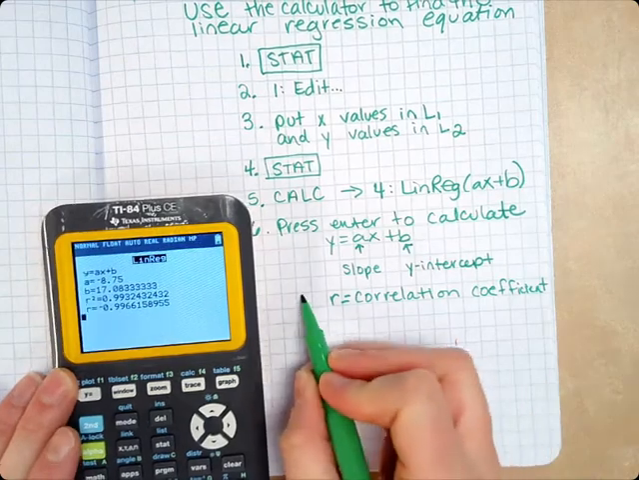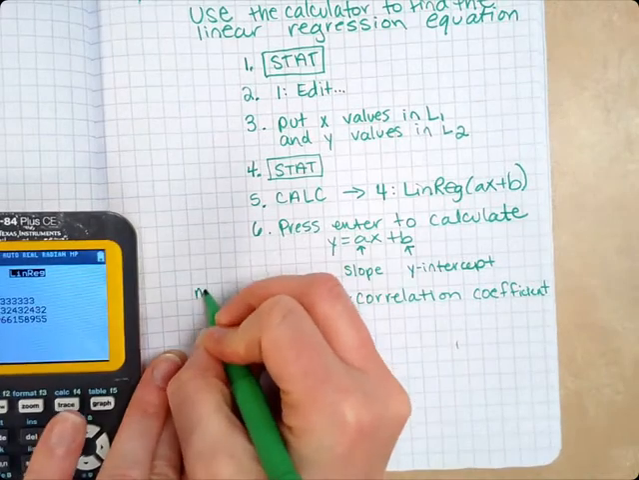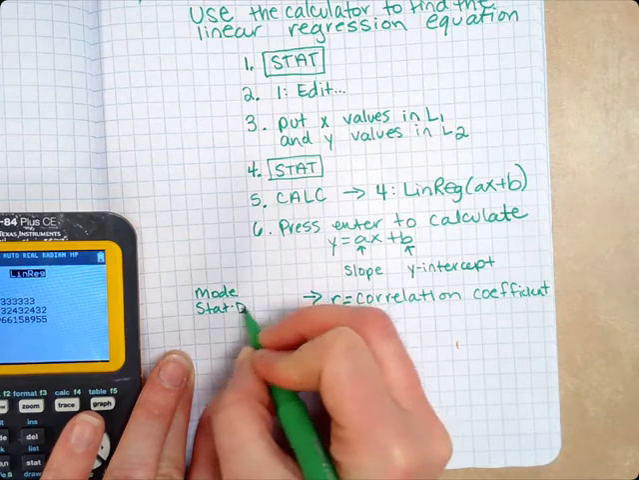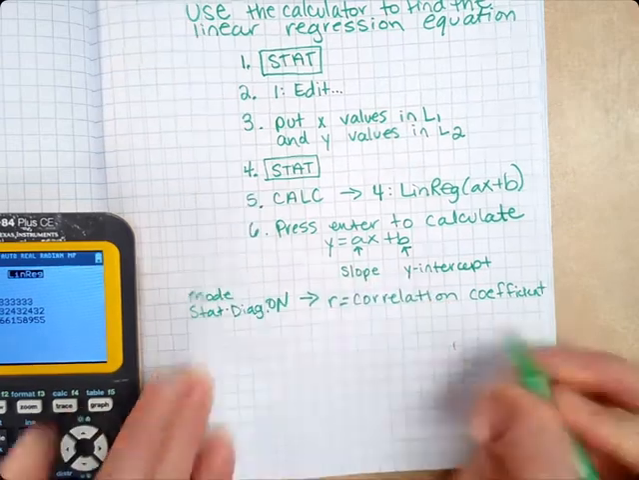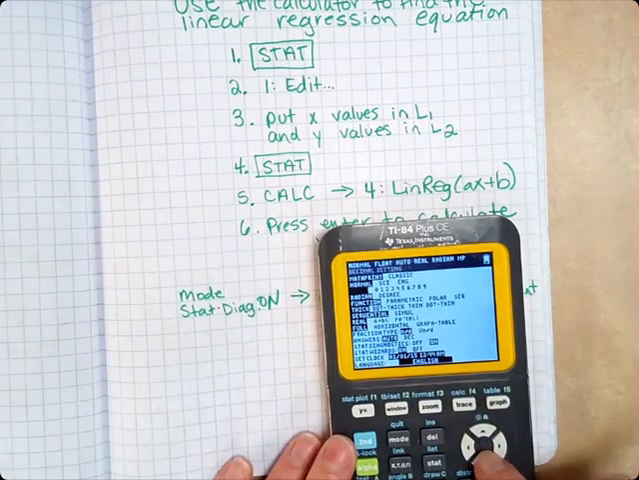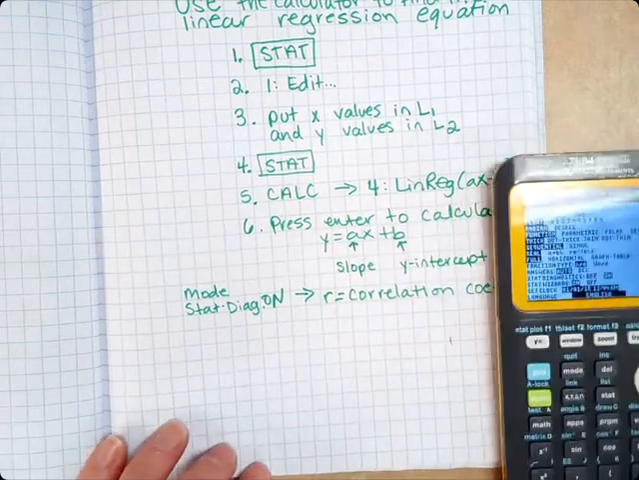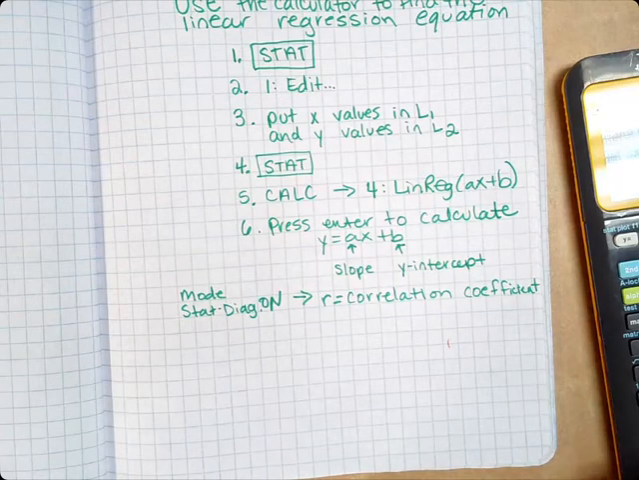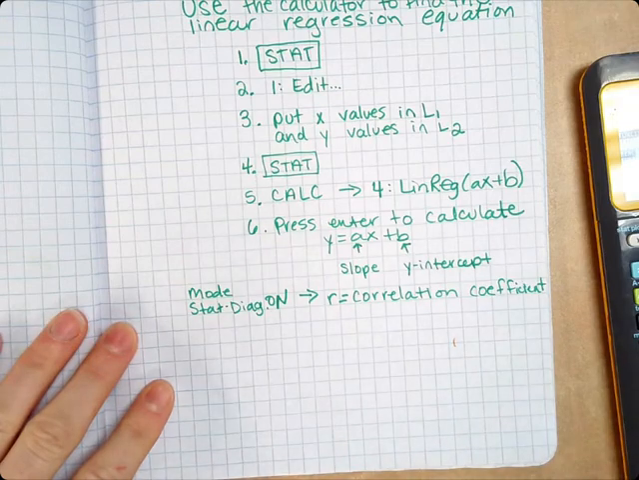How do we make sure that the R gets turned on? Do y'all remember? Mode. Yeah. Stat diagnostic. Mode, stat, diagnostics, turn it on. So mine was already on. So it's down here, stat diagnostics on. And that's how you get your R. Don't use R squared. That's for something else. Okay, so that's how you get your linear regression equation.